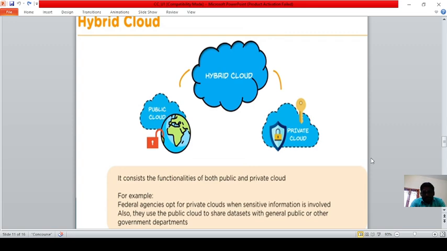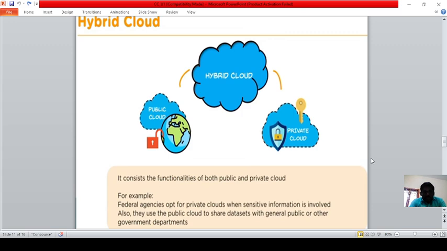Another one is a hybrid cloud. Hybrid cloud is nothing but a combination of both public and private clouds. Some data will be maintained as public, and some data will be maintained as private. If the data is maintained as public, everyone can access this type of data. If it is maintained as private, only the reasonable person can access these private clouds. It consists of the functionalities of both public and private clouds.